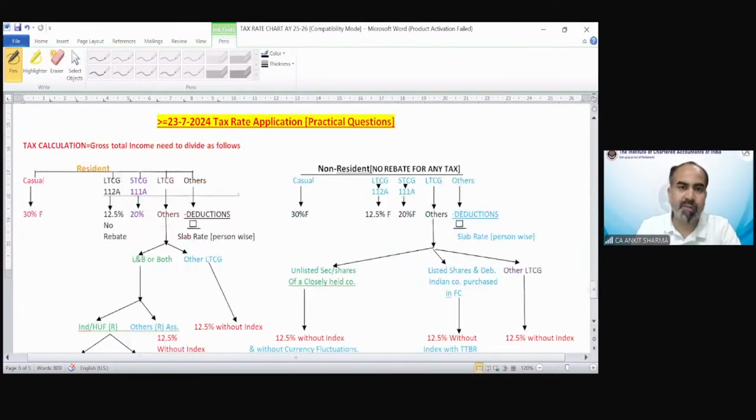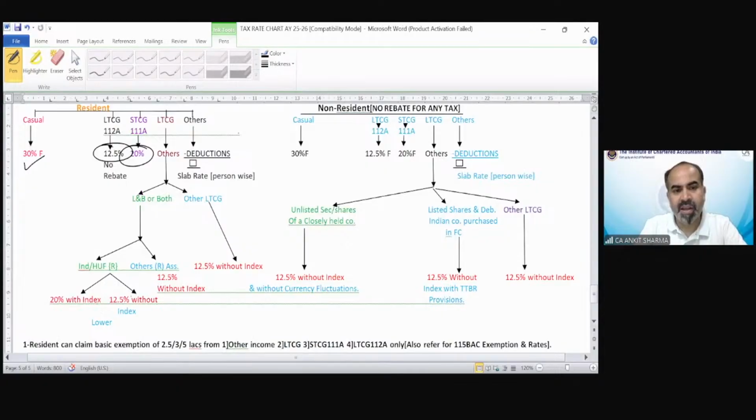The chart is for on or after 23rd of July. So there is no change, only the rate is now 12.5% in case of long term, and in case of 111A, it's 20%. All other concepts are the same. You can see 30% fixed, 12.5%, 20%. So the rate has just changed to 20 and 12.5. Slab rate, same provision, there is no change.